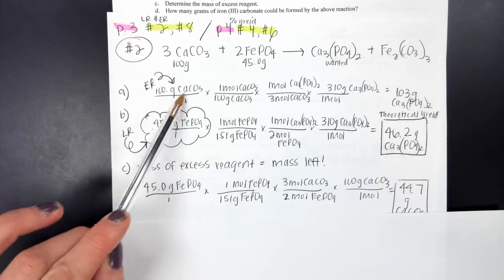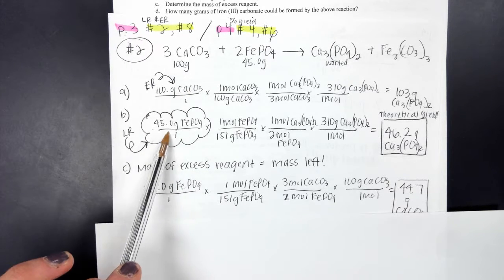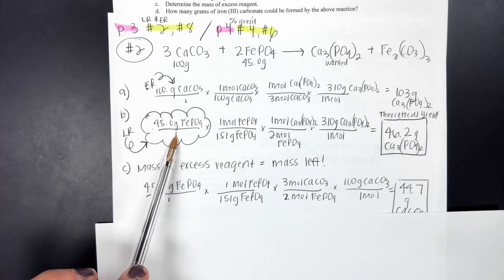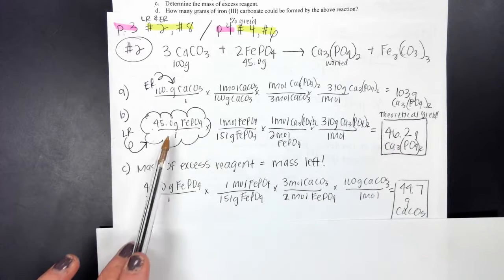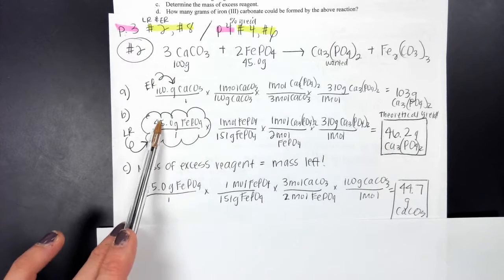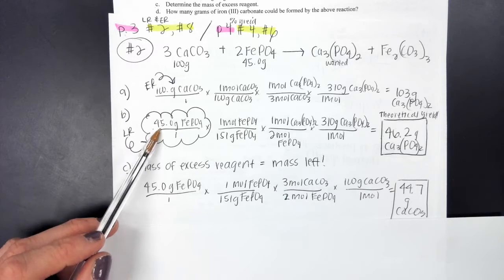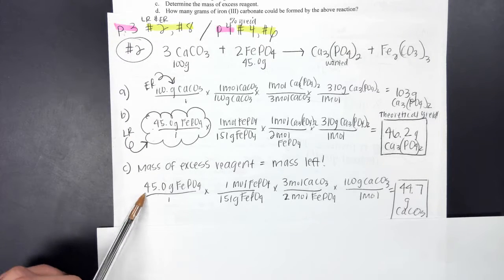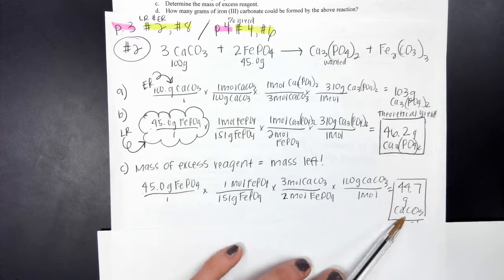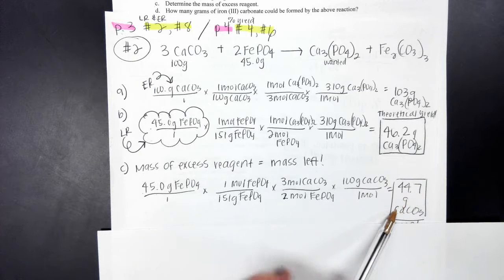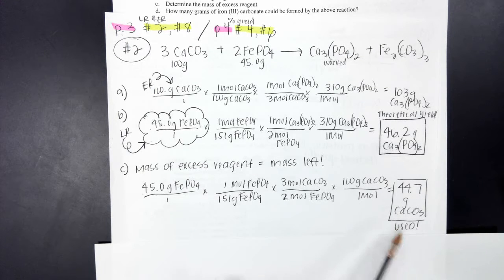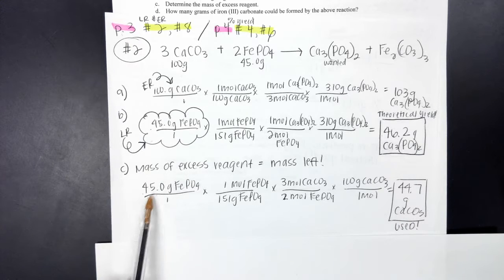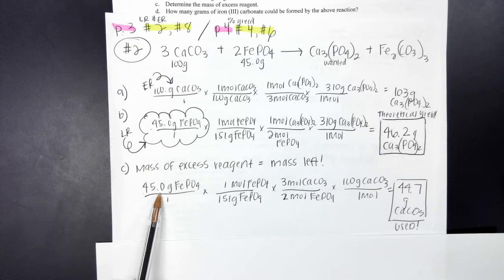I need to know how much calcium carbonate would react with 45 grams of iron phosphate. Okay, again, guys, you can start it with this or this. You will get the same answer. I just, out of habit, start it with my limiting reagent. Okay, so I convert it to grams of calcium carbonate, and I get 44.7 grams of calcium carbonate. That's how much is used. Okay, 44.7 grams of calcium carbonate is reacted with 45.0 grams of iron phosphate.